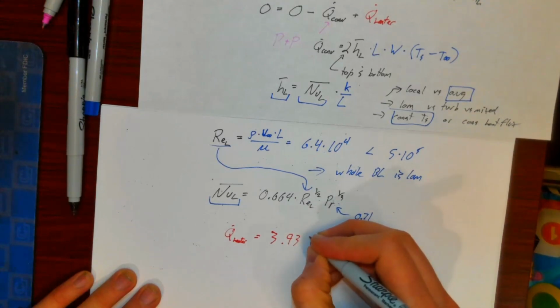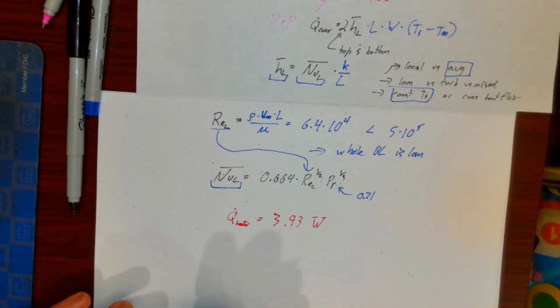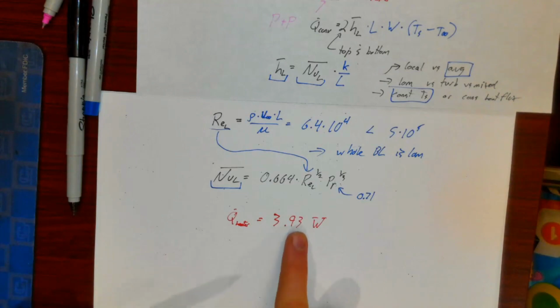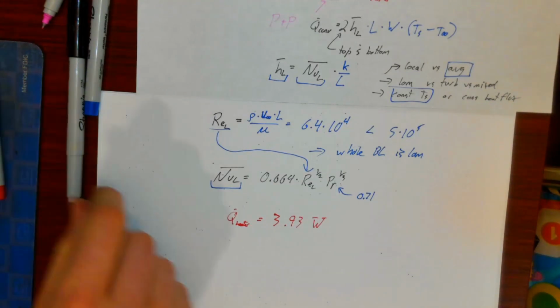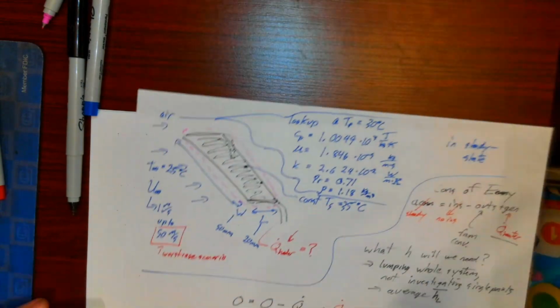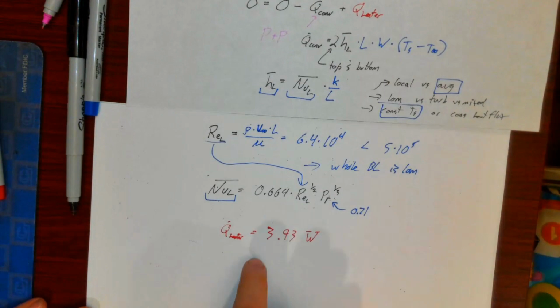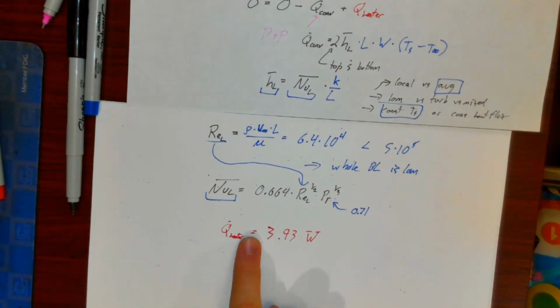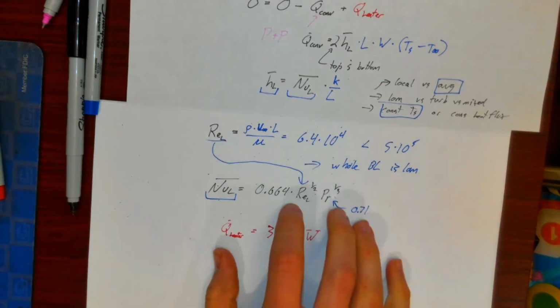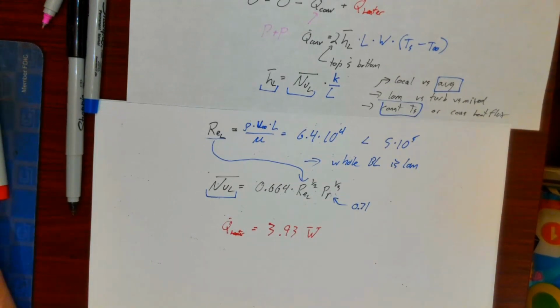3.93 watts, which, just to put things in perspective, would drain 3 AAA batteries in about half an hour. So it wouldn't be really practical to have a battery-powered hot strip anemometer, but it certainly wouldn't break the budget in terms of having it consume a lot of wall power. This is about a 20th of what a typical laptop might use. So that's just some perspective right here.